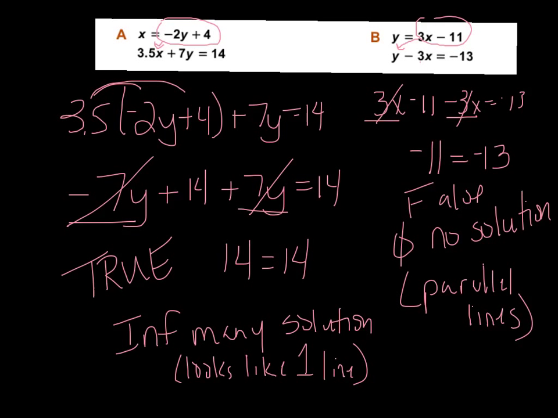Now you notice on the infinitely many and the no solution, both times the variables went away. That will always happen on those. X equals 0 is still a solution. So your x's and y's have to be eliminated in order for it to be infinitely many or no solution. Otherwise, it's a one solution.